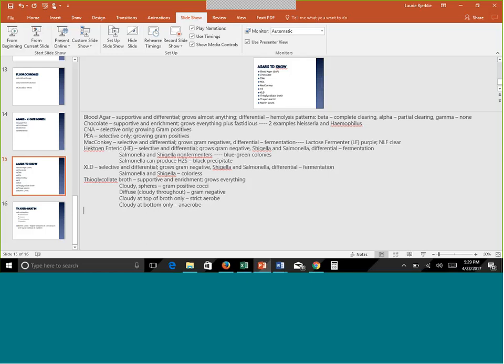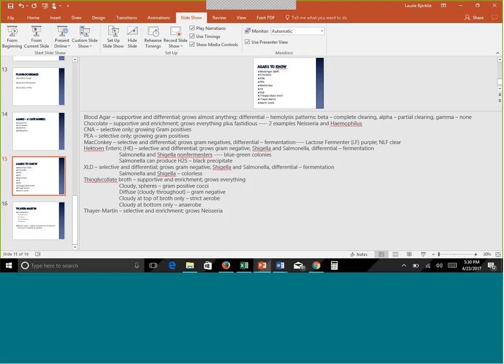All right, the next two are very similar. We have Thayer-Martin, which is selective and enrichment. It is selective because it's only growing Neisseria, and that is also why it's enriched. As we mentioned up here, Neisseria is a fastidious, picky organism, so it has to have an enriched agar to grow anyway. So it's selective to only grow that, and it's enriched because that Neisseria is picky. Now, in order to make sure that only Neisseria grows and absolutely nothing else, there are 4 antibiotics in this.